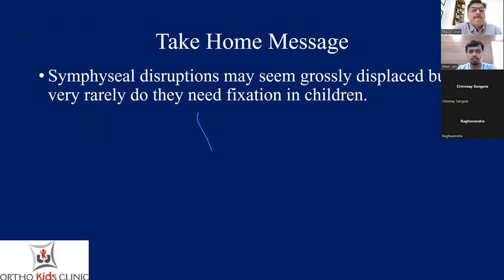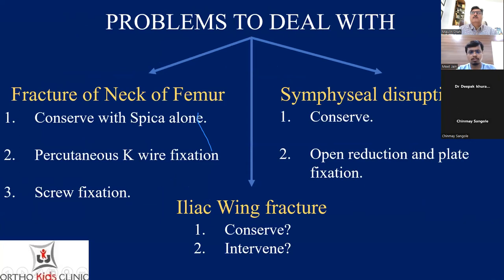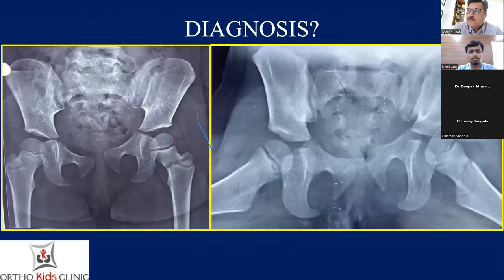Sir, on the first go, if you put a pelvic binder and go for a re-X-ray, does it change our line of management to treat these fractures? Sir, on the first pre-op X-ray, we can see the pubis fracture and iliac wing fracture, and if we put a pelvic binder and take another X-ray at the same time, does it change our line of management, or whether it is reduced or not?